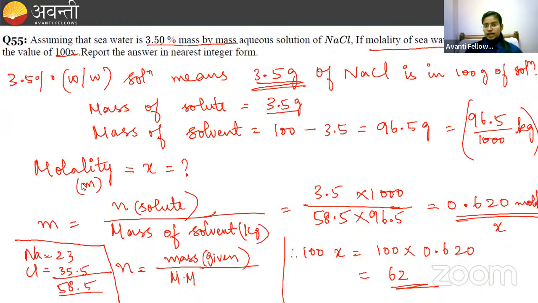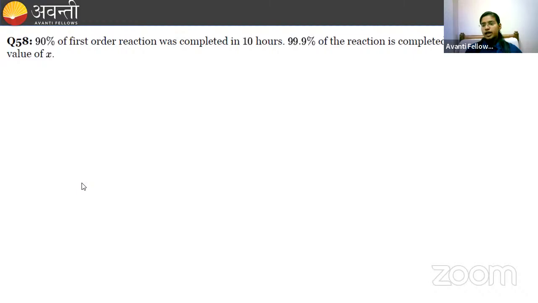So now coming to the next question. Question number 58. 90% of a first order reaction was completed in 10 hours. 99.9% of the reaction is completed in X hours. Find the value of X.